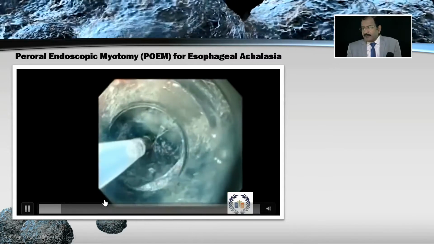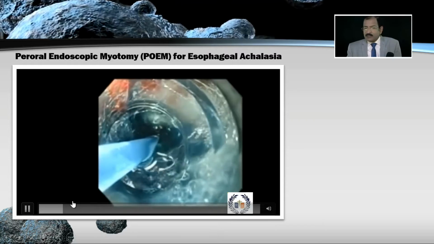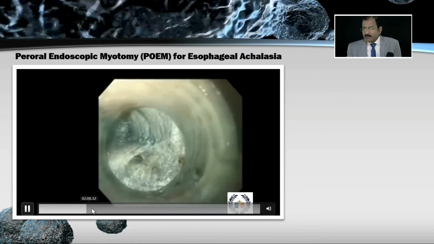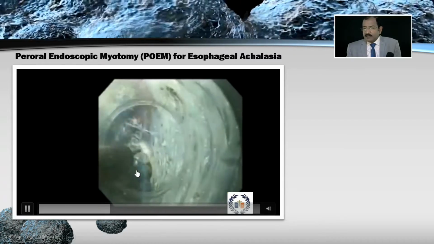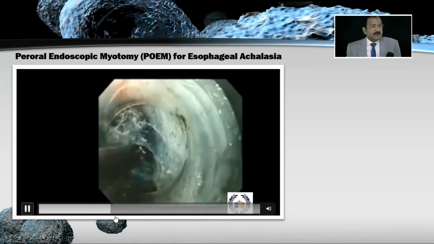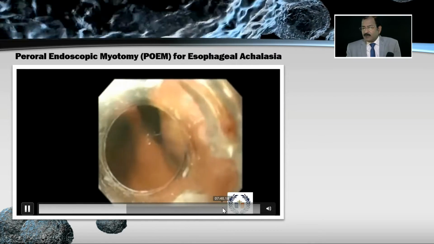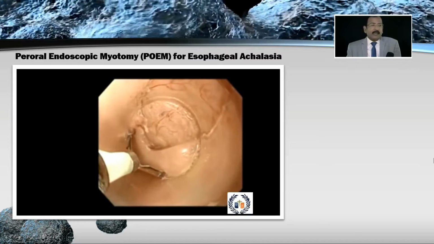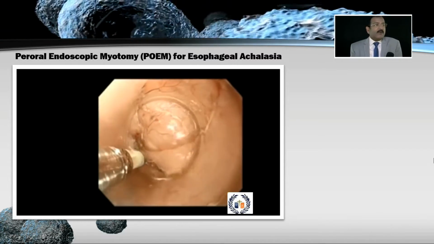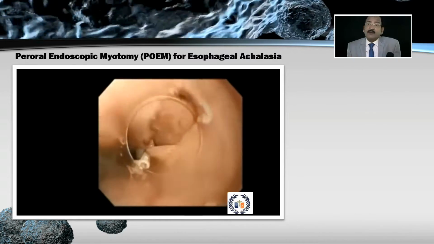So I will go a little forward fast. The detailed video you can download and see, but because time is constrained today, because you have to do hands on, this is the muscle cutting, you can cut it, and that's all. And at the end, once all the muscle is cut, you have an endoscopic clip here, and you can just join the perforated mucosa. So this is called per-oral endoscopic myotomy.